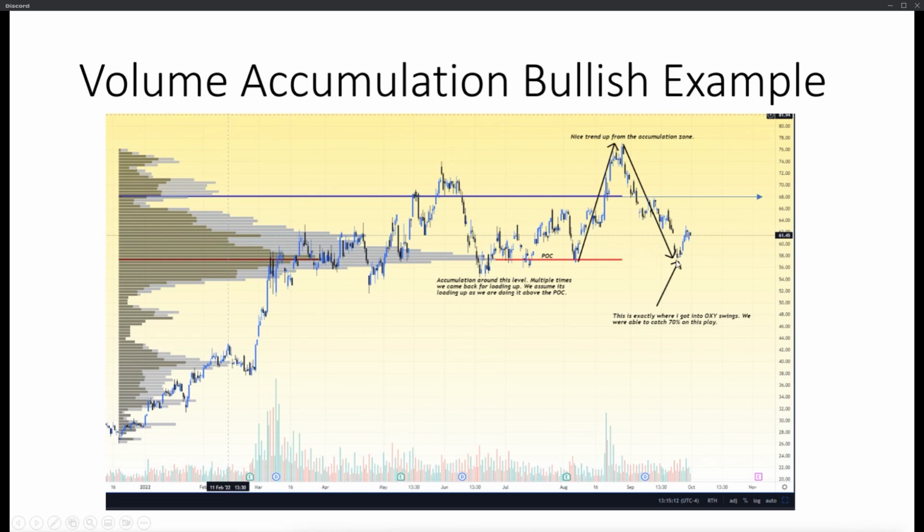We had proper entry, we had the loss identified, and then we had the targets identified. And once you have those three identified in every trade that you do, it's much easier to trade. It's less stress, and you know what you're looking for.